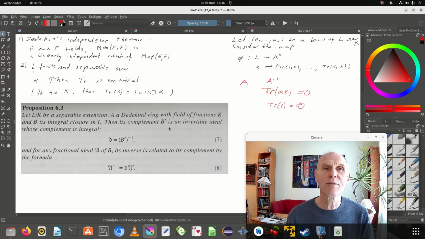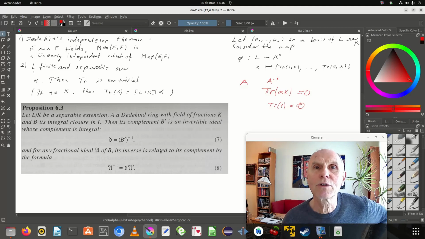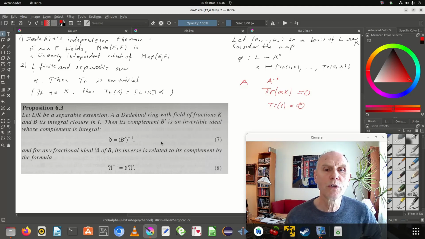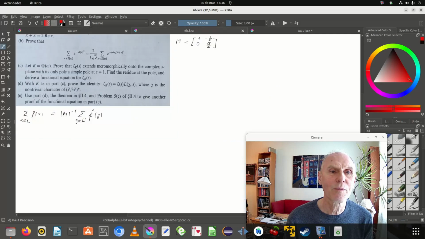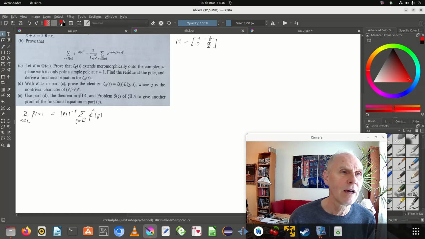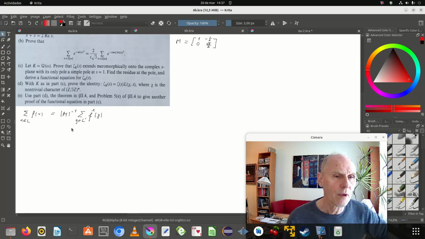So that's what it means to me to be able to find this method, that I'm now able to explicitly compute the inverse of any fractional ideal. All right, now we can start on part B. I've written the formula from problem 5, which I believe we must use, and we must use it on this formula.